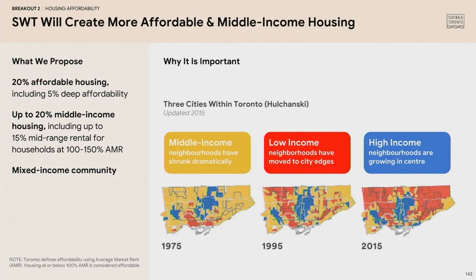I don't know how many of you are familiar, but these three maps reflect the work of University of Toronto professor David Hulchanski, and they represent income distribution over time in the city of Toronto. The important takeaway here is that the yellow represents the middle-income households. And as you can see from 1975 to 2015, that yellow becomes less and less on the map of Toronto.